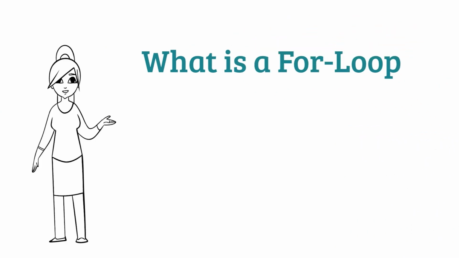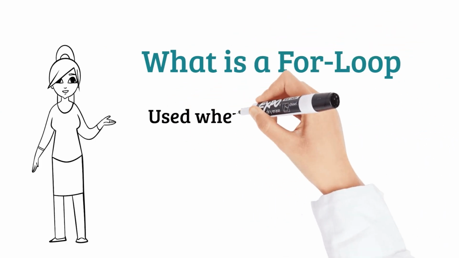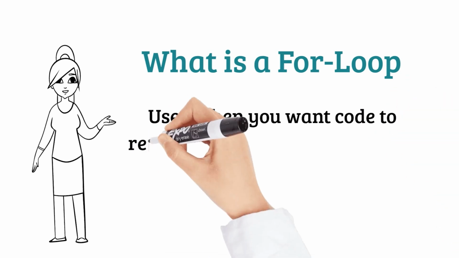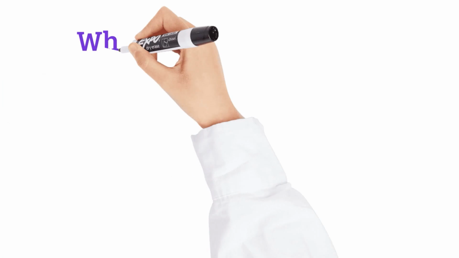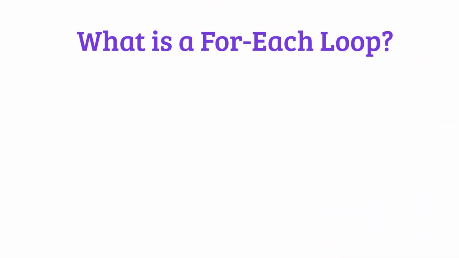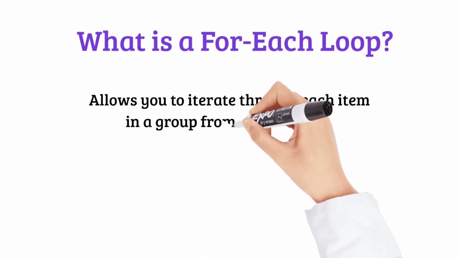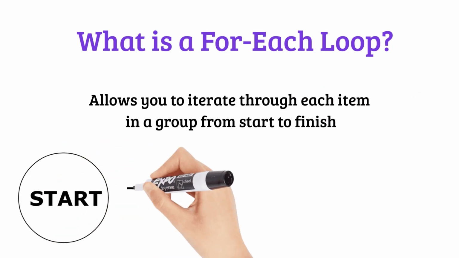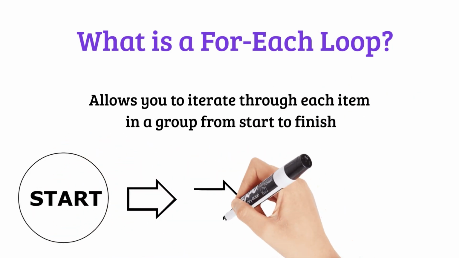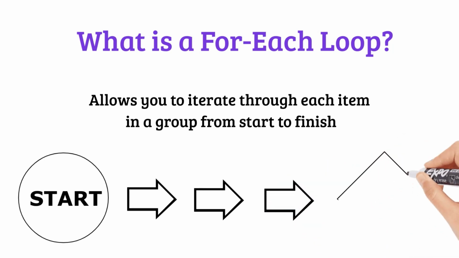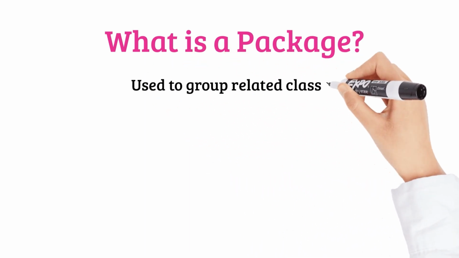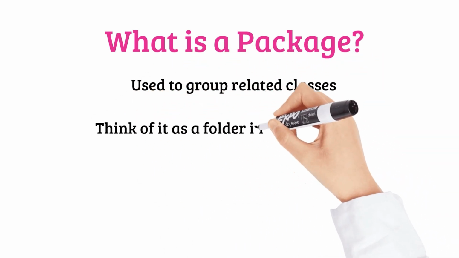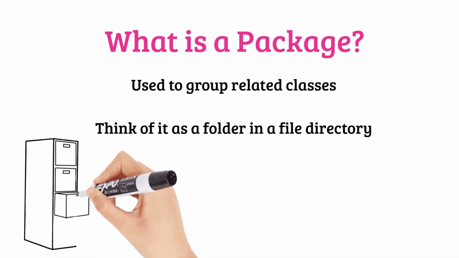What is a for loop? A for loop is used when you want code to repeat a defined number of times. What is a for each loop? A for each loop allows you to iterate through each item in a group from start to finish. What is a package? A package is used to group related classes. Think of it as a folder in a file directory.